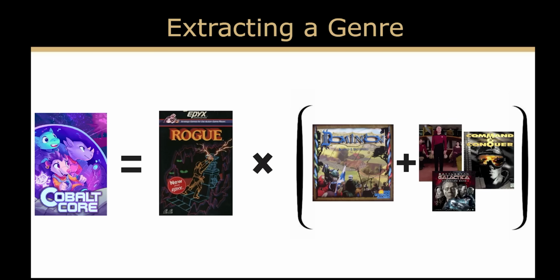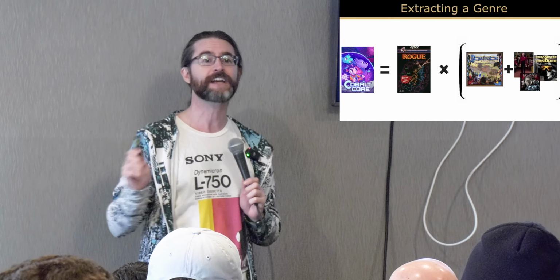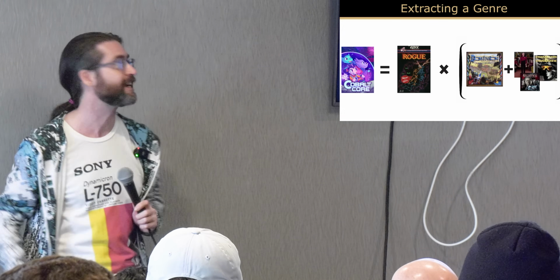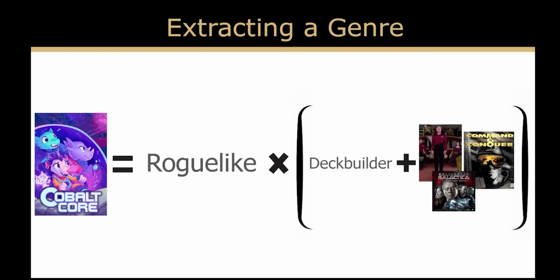Cobalt Core is Rogue times Dominion plus that pile of stuff I want to get to in a minute. So this is really important because this is how we extract genres. I used the word roguelike a little while ago because Cobalt Core is a roguelike deck builder where you pretend to be a space captain. This is where these words come from. This is where genres in games come from.